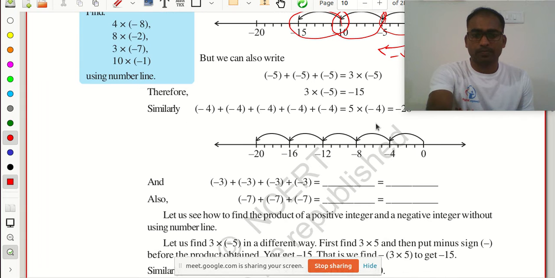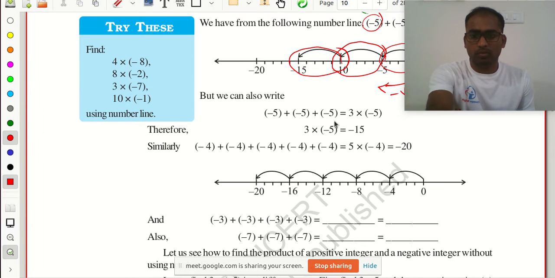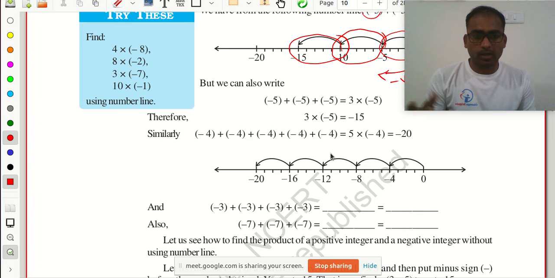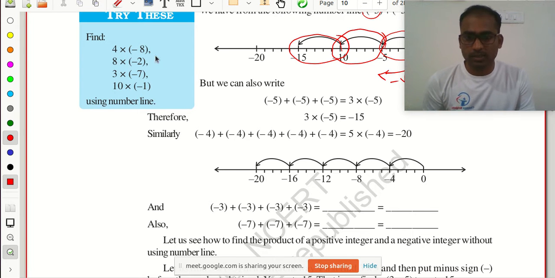So now we will take another example. See what example is given in the book. That we will discuss first. After that we will discuss the other things.